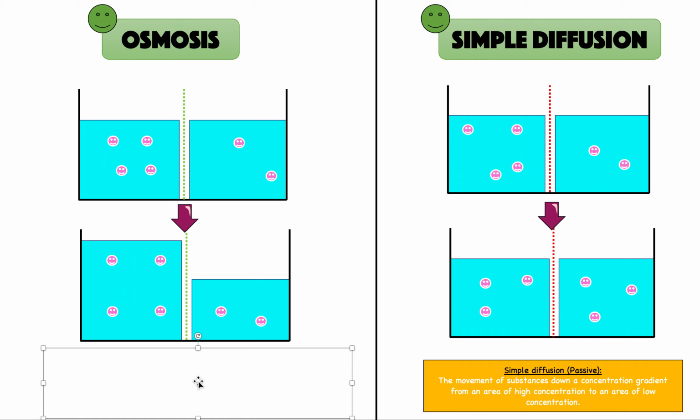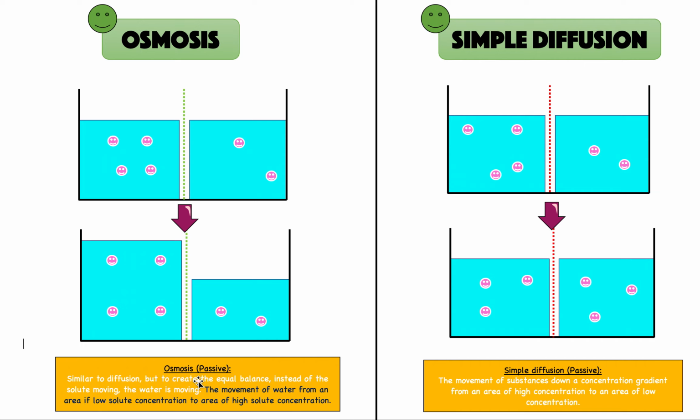Now, to define osmosis, it's very similar, but there are some slight changes in the wording. I'll just go straight to the key definition. It's the movement of water from an area of low solute concentration to an area of high concentration, to even them out, to make them equal in concentration. So in reality, that's the difference.